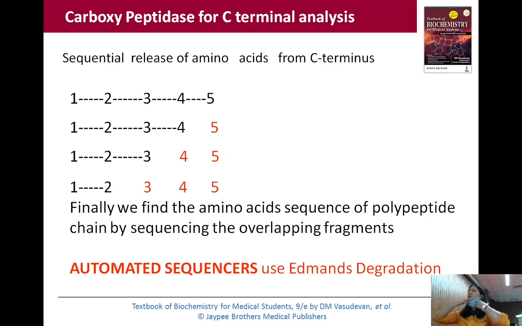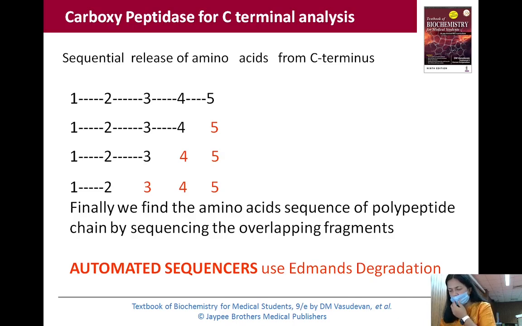You may not be clear, but whatever you know, can you just repeat whatever I have told? How do you sequence? Okay, you don't want to know the amino acid composition, you want to sequence one protein. So how do you do it?